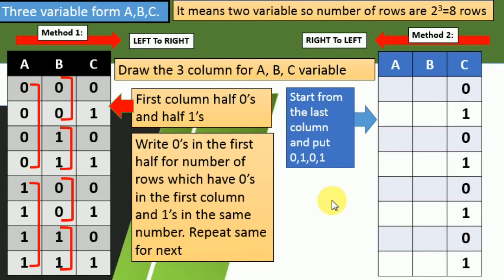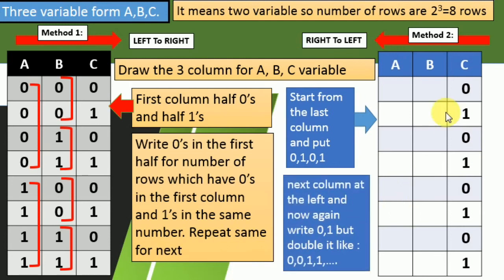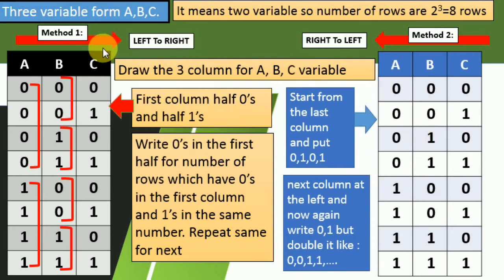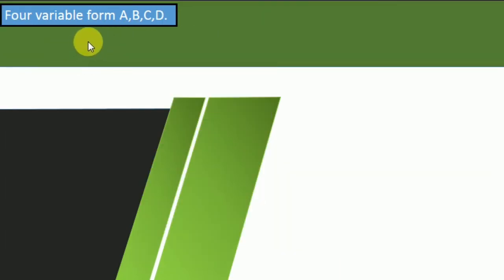Now what is the next one? Now double the values. Means 0 is going to be 0 0 1 1 0 0 1 1. Now again double the value, 4 0 4 1. Whatever is going to be easy, you use that method. This is method 1 and method 2. Now this is 3 variable form. Next, 4 variable form: A, B, C, D.